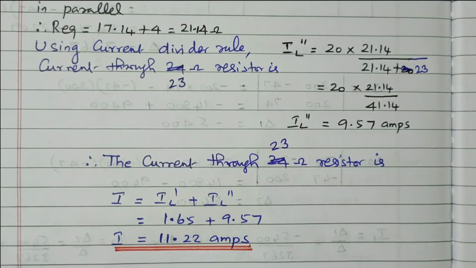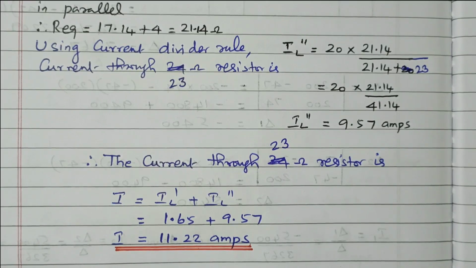In the second method we consider only current source. Voltage source is removed, that means short circuited. So by simplifying the circuit itself, we are able to find the current flowing through the 23 ohm resistor. The circuit is simplified. Finally we implemented the current divider rule.